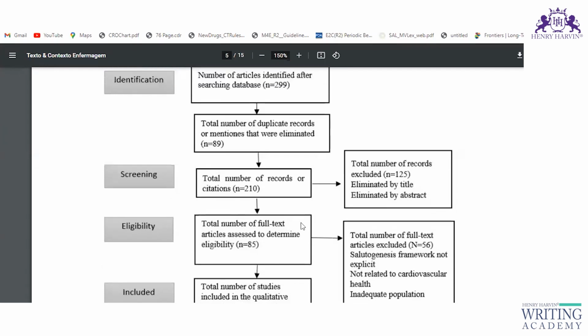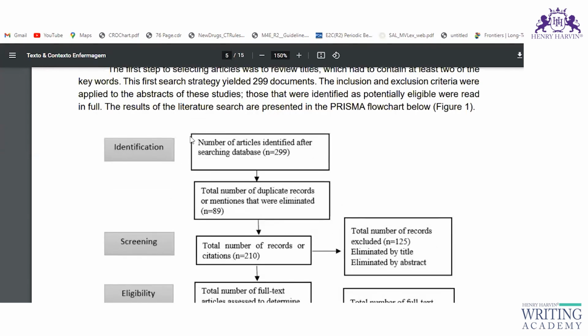First is the identification. Here in this box, you have to give the number of articles which you have identified after searching various databases. If you want, you can write the name of the databases as well. Otherwise, you can just write the number of studies which you have identified. So here the author had identified 299 studies.